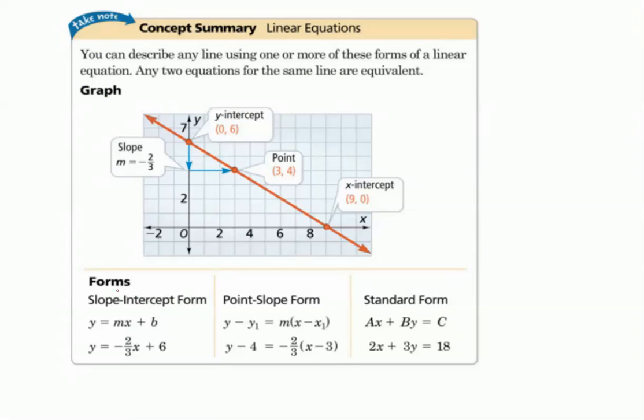So the three forms to write linear equations are the slope-intercept form, which is y equals mx plus b, the point-slope form, which is what we did in section 3.4, and now we're doing the standard form. The standard form is very good for finding the y-intercept and the x-intercept. So whenever we want to find those values, standard form is very easy to apply.